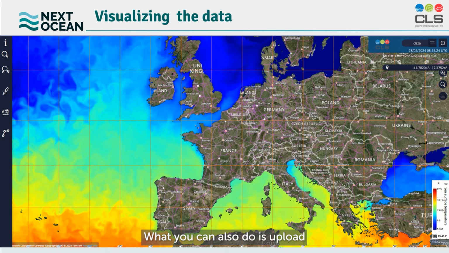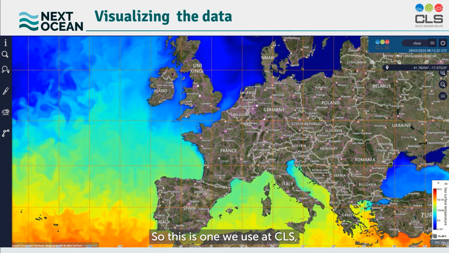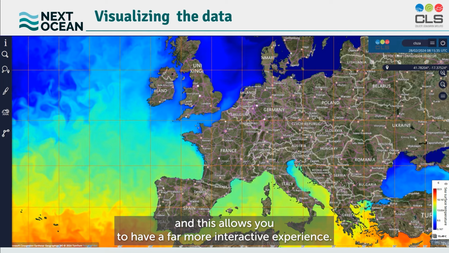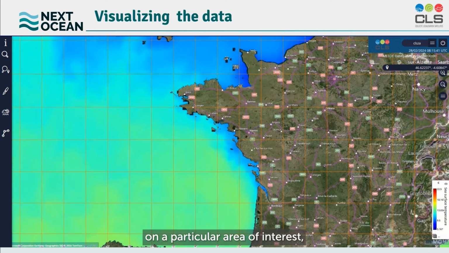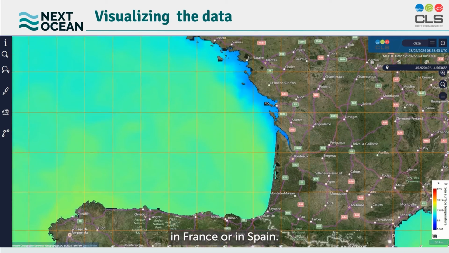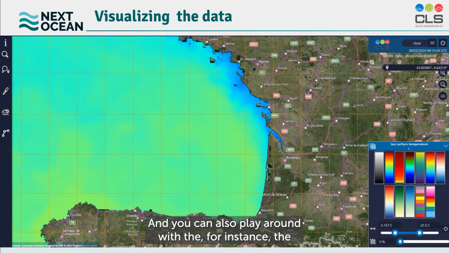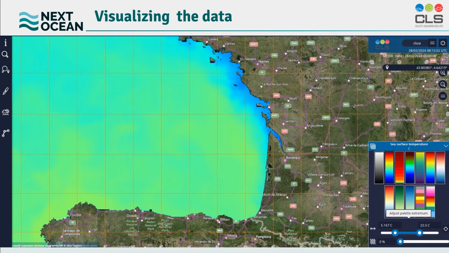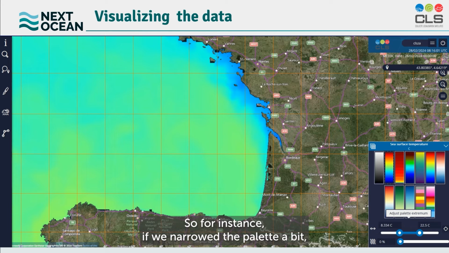What you can also do is upload the data into an advanced geospatial tool. This is one we use at CLS, and this allows you to have a far more interactive experience. So for instance, you can zoom in on a particular area of interest, in France or in Spain. And you can also play around with the maximum and minimum values of the palette, so you can try and bring out some details. If we narrow the palette a bit, we'll probably see some more features appearing.